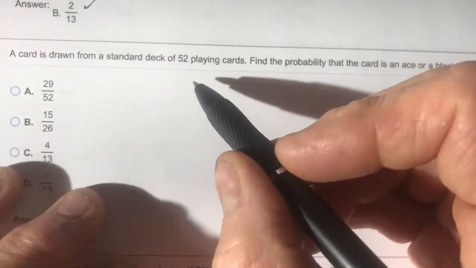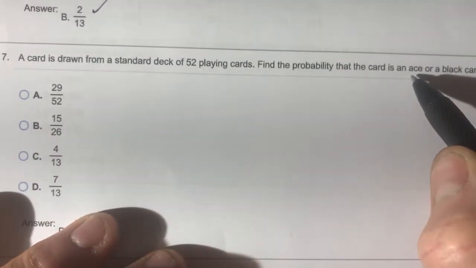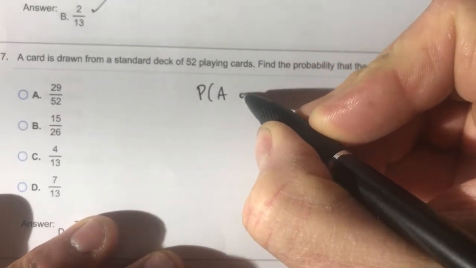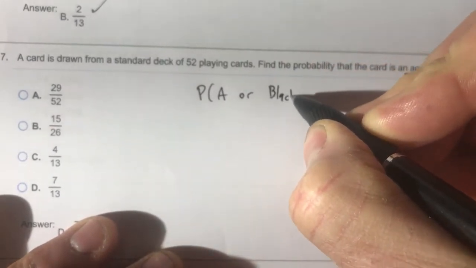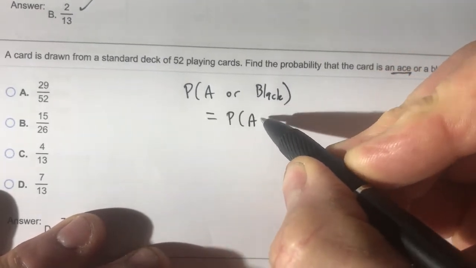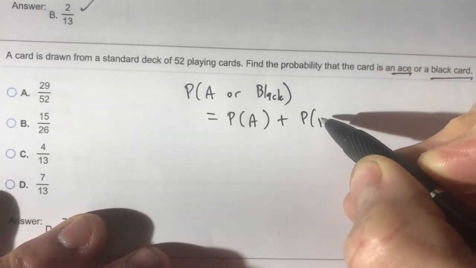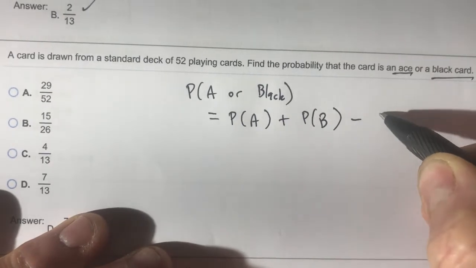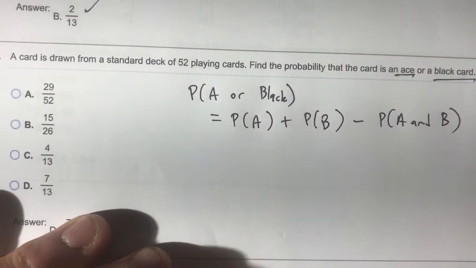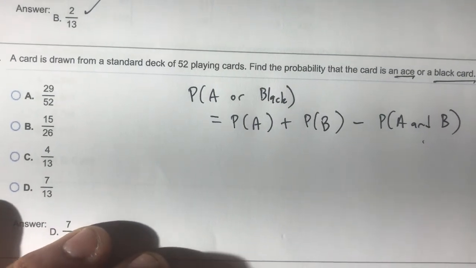Okay, 7. A card is drawn at random from standard 52 playing cards. Find the probability that the card is an ace or a black card. Probability that it's ace or black. This is going to be the probability that it's an ace plus the probability that it's black minus the probability that it's ace and black. It can be both, so these are not mutually exclusive.